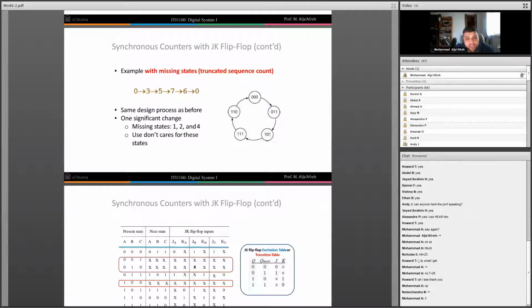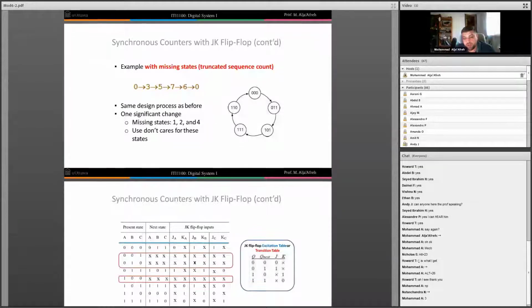Look at this. If I am at 0, I'm going to go to 3. I'm not going to go to 1. If I'm at 1, where is 1? No 1. So what I have to do is go to don't care, because I have no 1. 2, same thing. If I'm at 2, it's don't care. It's indeterminate. If I'm at 3, I'm going to go to 5. That's why I put 5. If I'm at 4, I have no 4, so what do I have to do? Go to don't care.